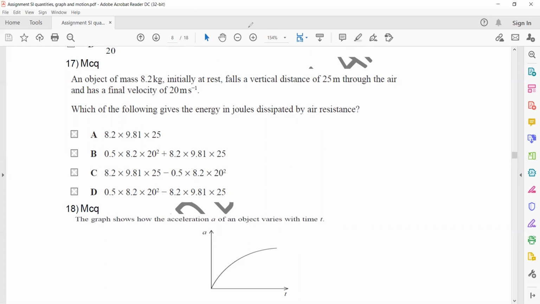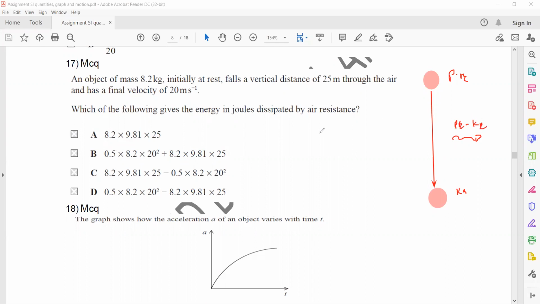So the potential energy, basically the energy dissipated as it is dropped. Initially it will have potential energy. When it is coming down, the potential energy is changing into kinetic energy. If there is a loss of energy, how can we work out how much energy is dissipated or lost due to air resistance, or work done against the air resistance? That will be the potential energy minus the kinetic energy.